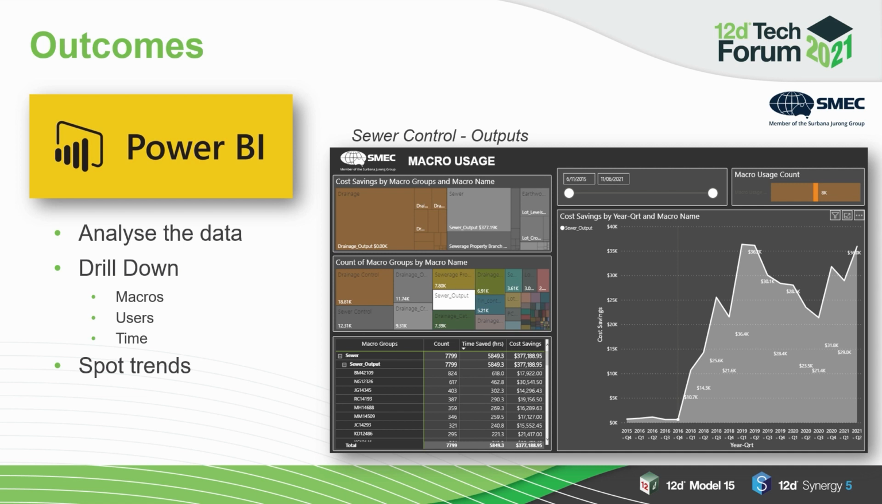We can also see which macros create the greatest value and which ones maybe just are nice to have or used by a few. For example, the data shown here is from our sewer control outputs button. We can see how it has trended up over time, and we can see that it's the 6th largest contributor based on usage, and we can see a count of how often different people have used it down that bottom left corner.